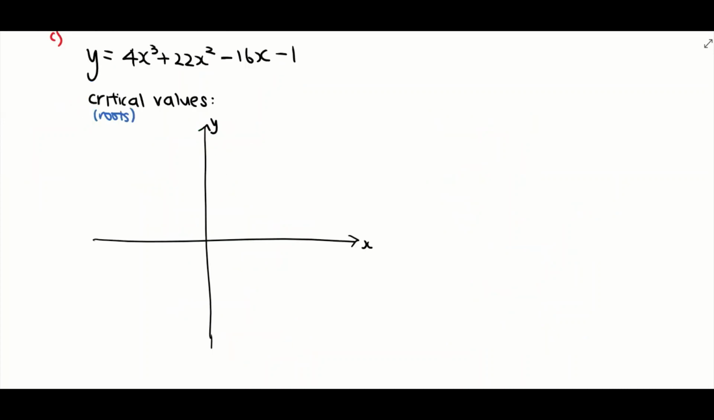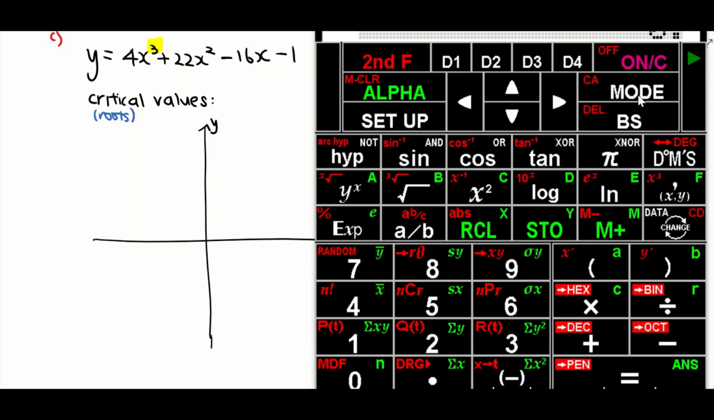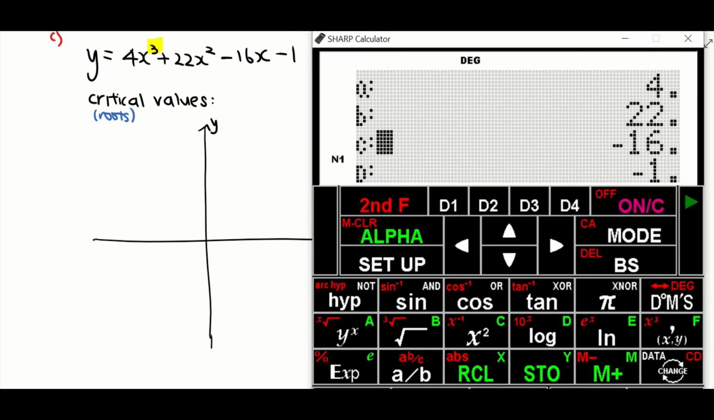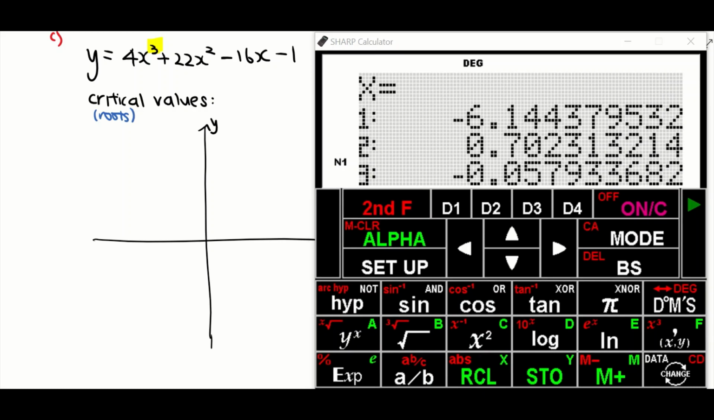Now we go on to the last part, sketching. Before I sketch, I need to find the critical values. Because it is a power 3 cubic function, I'm supposed to have 3 critical values. Use your calculator, go to mode, equation, cubic, and then you can start keying in the values of the coefficients. You should have keyed in these values, and now we press enter. And these are our critical values.